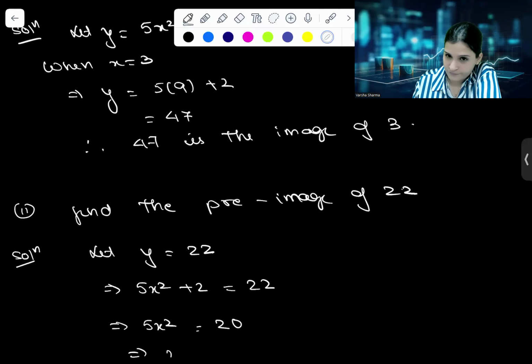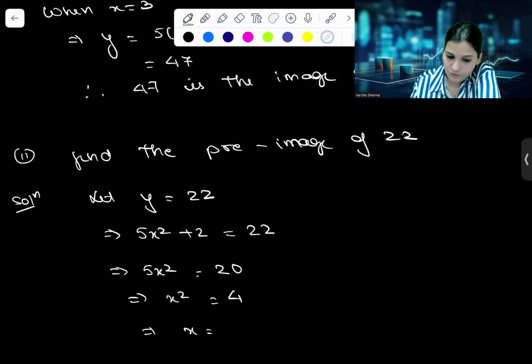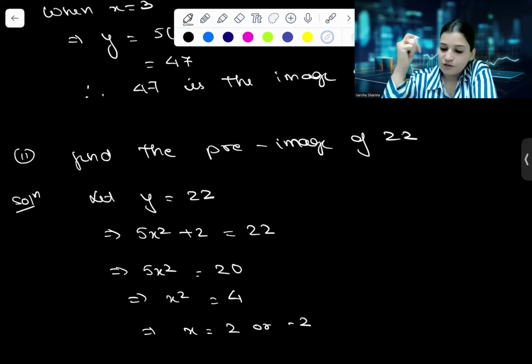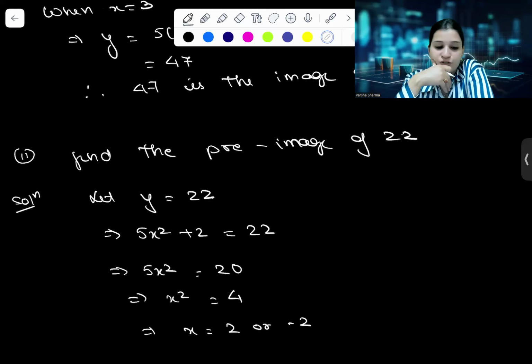X square is 4. So x would be 2 or minus 2. So the pre-image of 22 is either 2 or minus 2. Clear? Yes, ma'am.